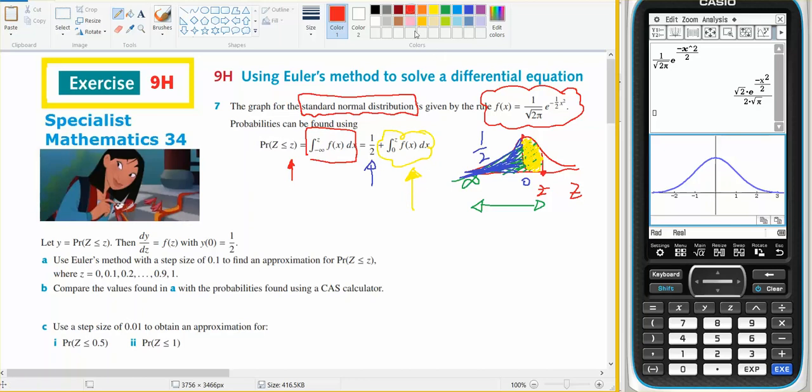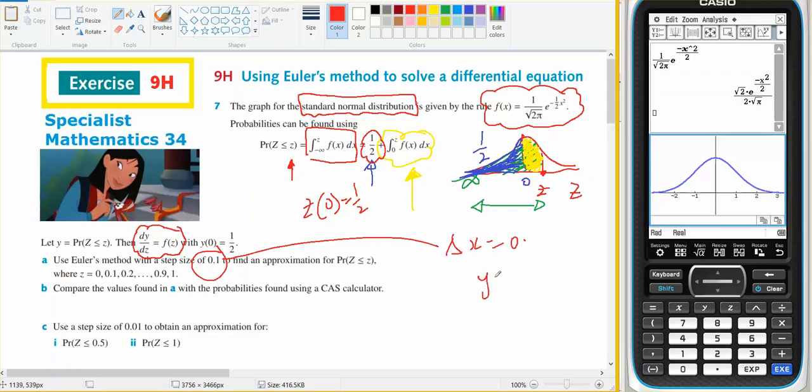So I'm going to say that y equals a half when z equals 0. So z of 0 is going to equal a half. And we're saying that the dy/dx or dy/dz will be this particular expression, because the integral of that expression gives me the answer that I'm interested in. So I'm going to use Euler's approximation method, where my change in x is going to be 0.1, my y is going to start at a half, and y dash is going to equal this.